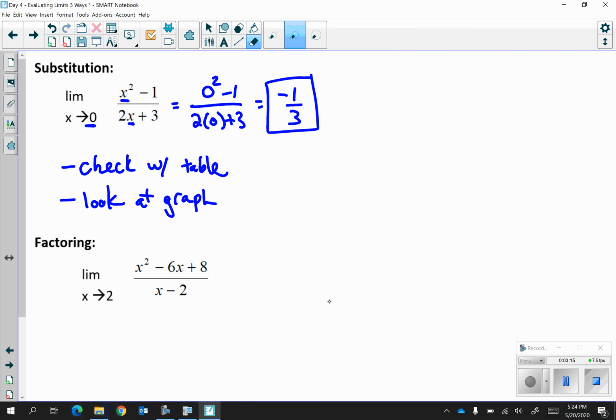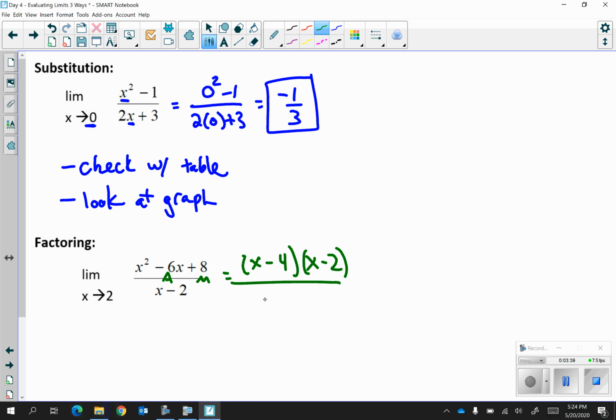So if you can't substitute, you have to use a different method. And what you can try to do is use the factoring method. Now, you can factor the top using the AC method. So this is going to go to x minus 4 times x minus 2, because -4 times -2 multiply to +8 and add to -6. And then the bottom's going to stay x minus 2. Now, we can simplify this function by crossing out what they have up top and on the bottom. And you're going to be left with x minus 4.